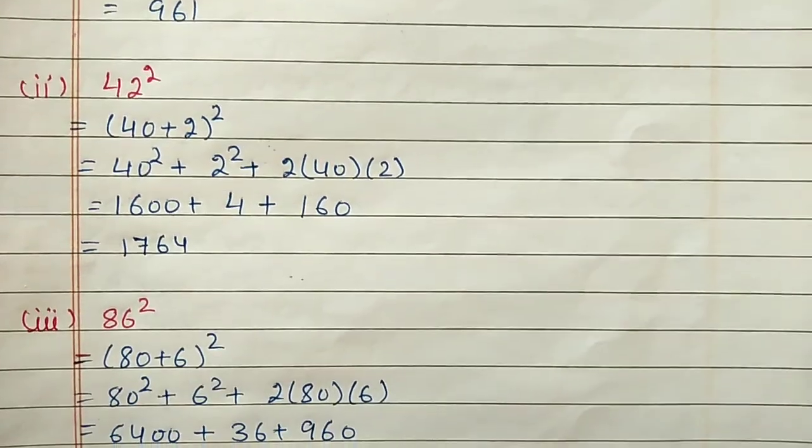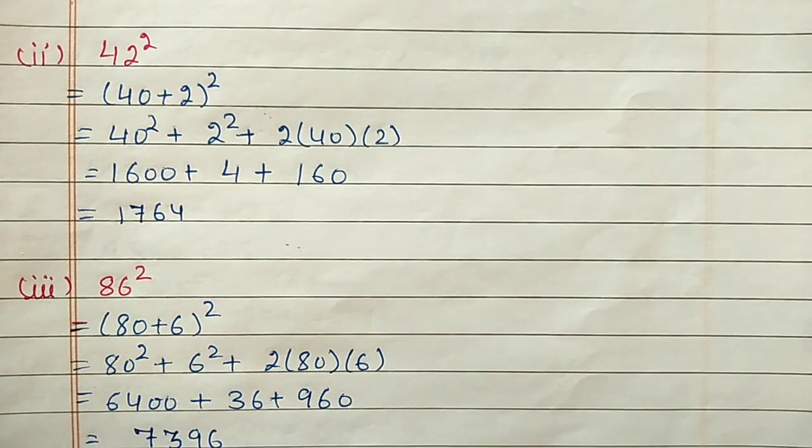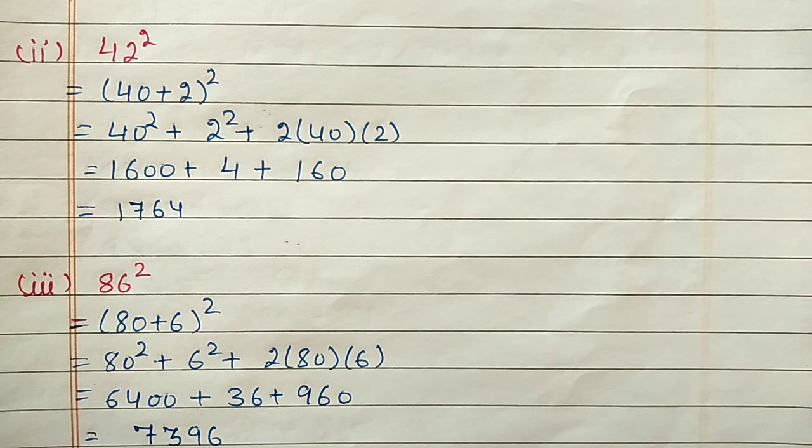1764 is your answer. Third part, 86 whole square, you can write it as 80 plus 6 or you can write it as 90 minus 4 also. It's your wish. So A square plus B square plus 2AB.